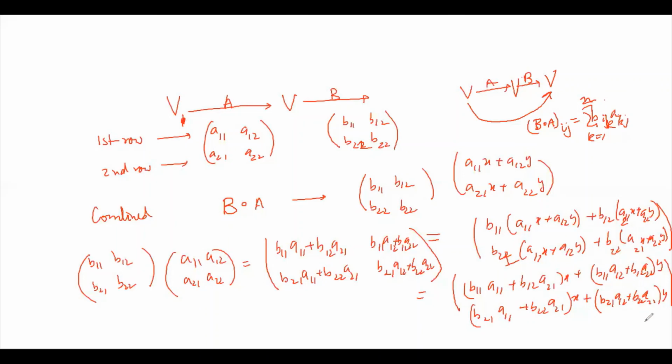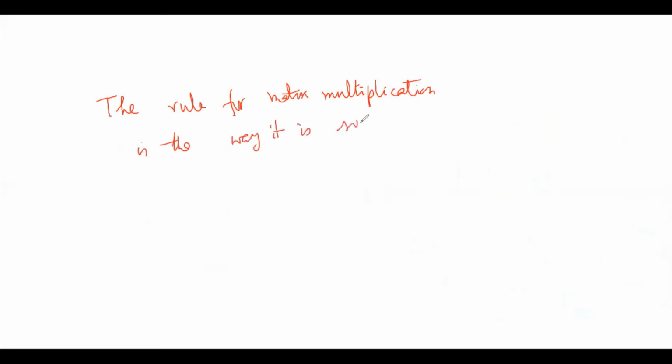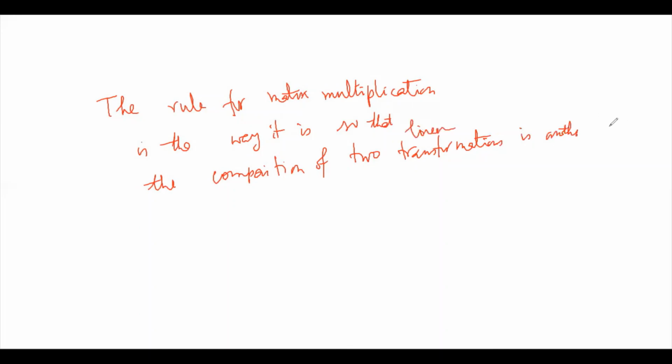So that is the rule for matrix multiplication, the way it is, so that the composition of two linear transformations is another linear transformation.